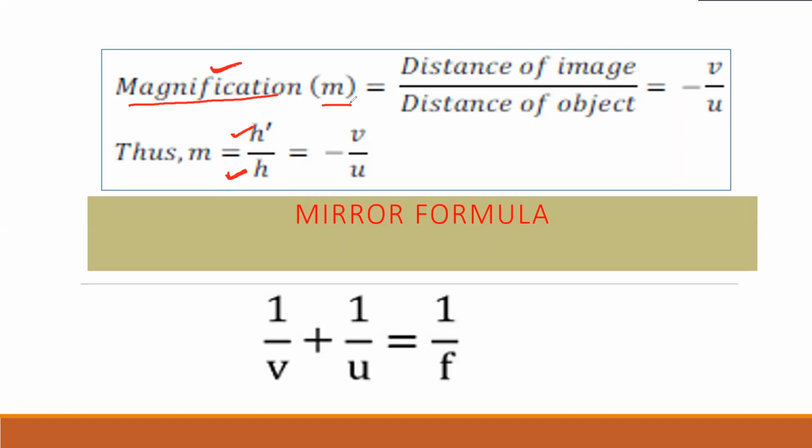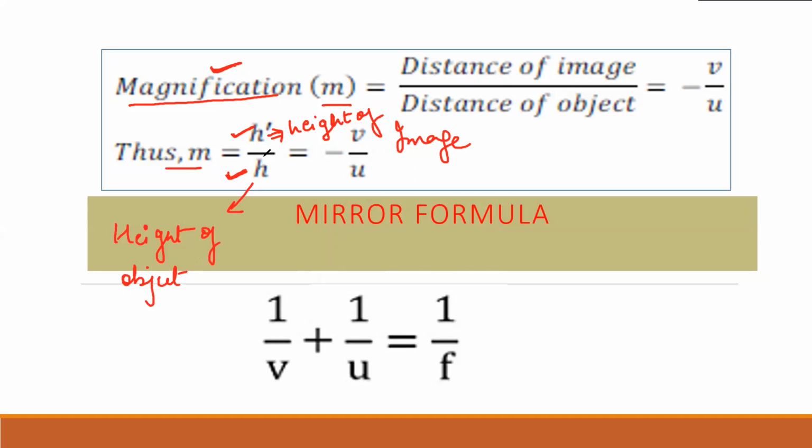Okay, it was defined as ratio of height of image. Here h dash is height of image and h is height of object. So this ratio is called magnification. Height of image to height of object is called magnification. As it is a ratio of two things, it is not having any unit, it is unitless.